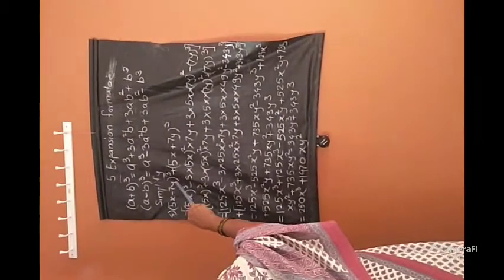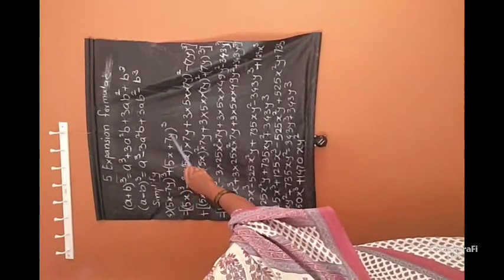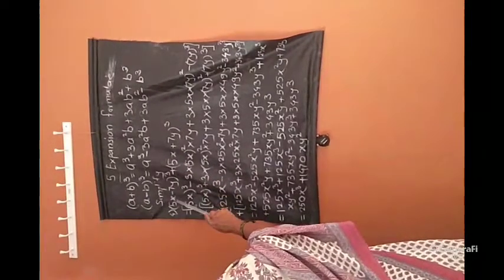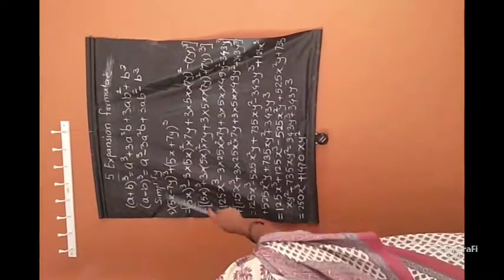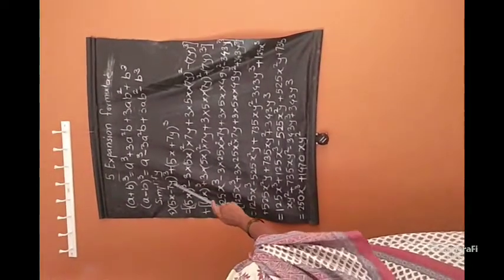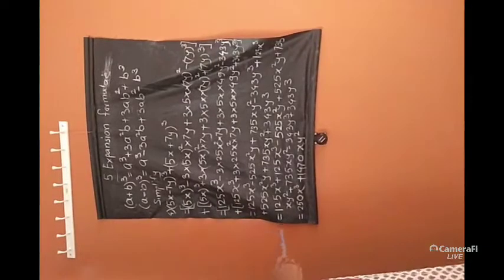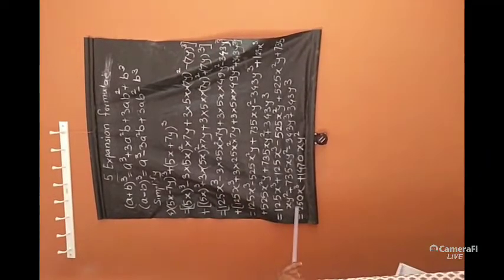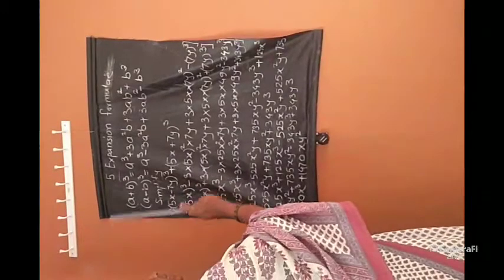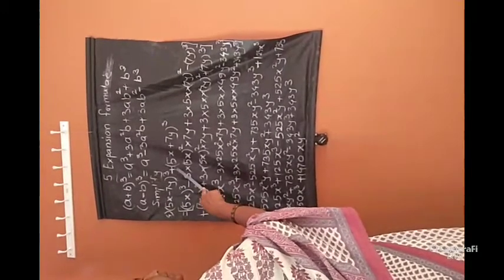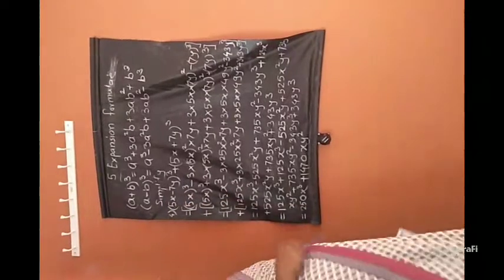Now see, the example is (5x − 7y)³ + (5x + 7y)³. The first bracket is (a − b)³, the second bracket is (a + b)³. The value of a is 5x and the value of b is 7y. Now we have to solve the example as solved in question number 1, but here we have to expand two different brackets and then do addition in between them.